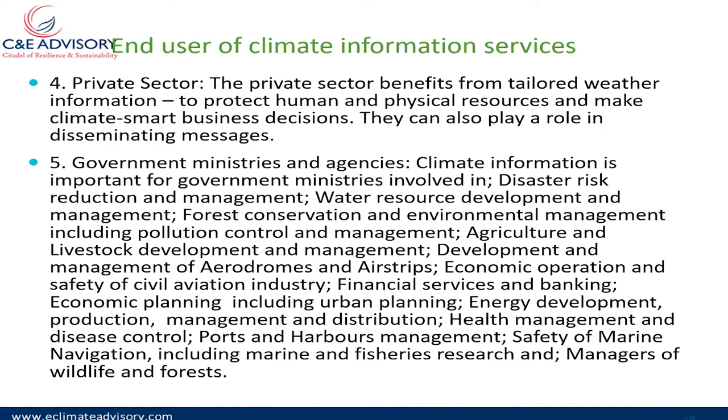For instance, the private sector businesses that own huge farms and work with outgrower schemes, outgrower farmers, small-scale farmers, they make sure that they get this information and they disseminate the information to their group of farmers in the outgrower scheme. They also play a role in the sense that those who own transport fleets of vehicles also disseminate this information to all their vehicle owners.